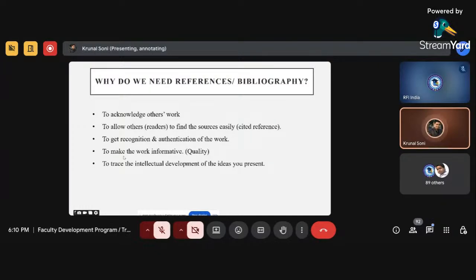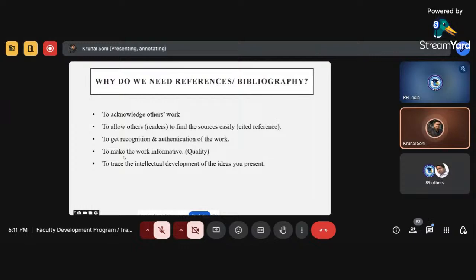Second, to allow others, that is readers, to find the source easily. Even readers means the future researchers, just like us, if we are drafting our paper. If we want to refer to those papers even today and even tomorrow, we would be able to read those papers very easily, as and when the citation sources are already saved in our different portals.